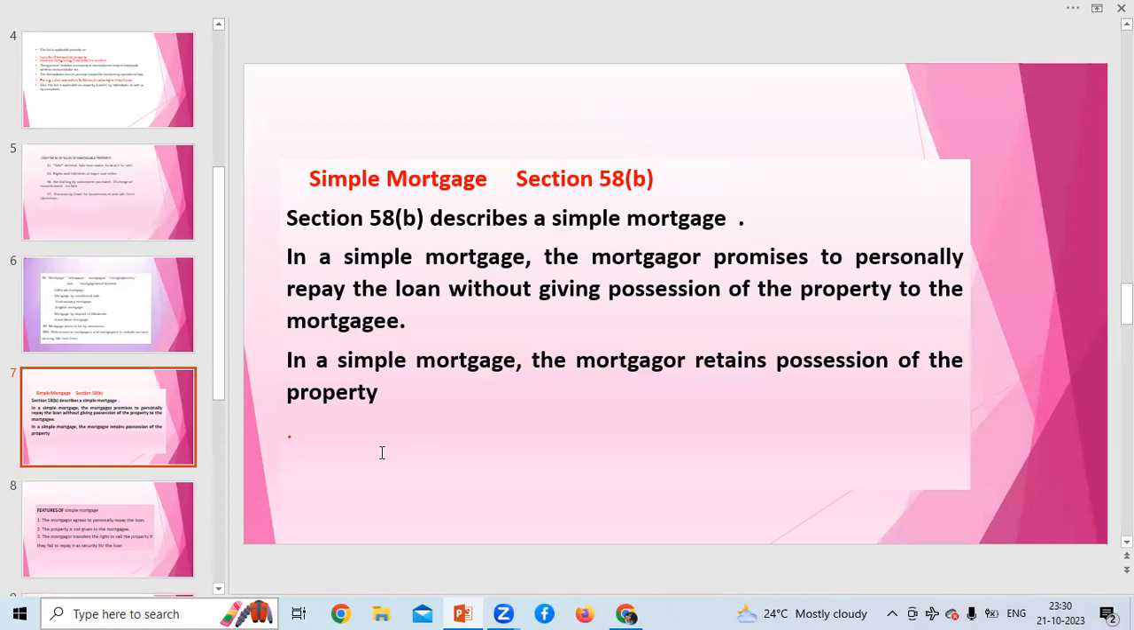So this is a kind of special transfer. The act is talking about special mortgage, and a simple mortgage is a kind where the mortgagor promises personally to repay the loan without giving possession of the property. In the simple mortgage, the mortgagor retains possession of the property. Please remember this.